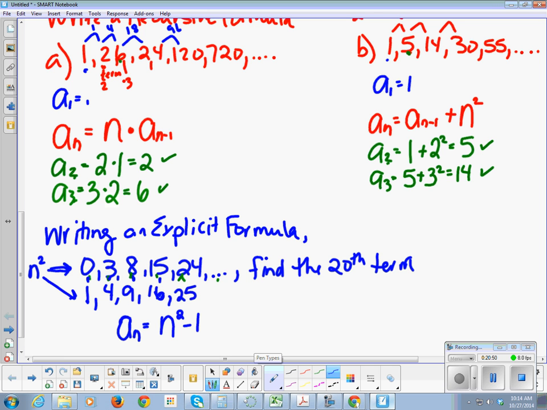So we found the pattern. It's that we square whichever term we're on and we minus 1. So now let's apply that to our 20th term. If I want to find the 20th term in the sequence, all I'm going to do is put 20 in for n and subtract 1. So 20 times 20 is 400, and minus 1 is 399.